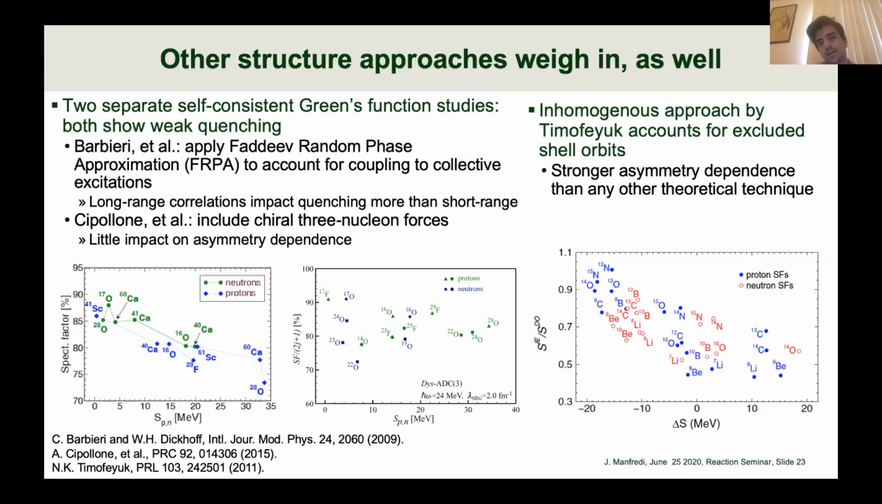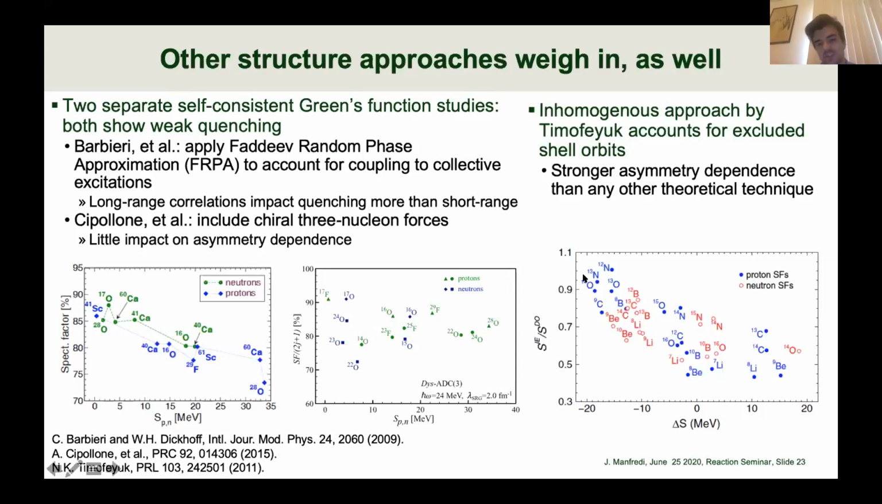The structure calculation with the strongest asymmetry dependence is from Timofeyev, who proposed an inhomogeneous approach, which basically accounts for shell orbitals that are typically excluded. And she finds a stronger asymmetry dependence than any other theoretical technique, which you can see here.